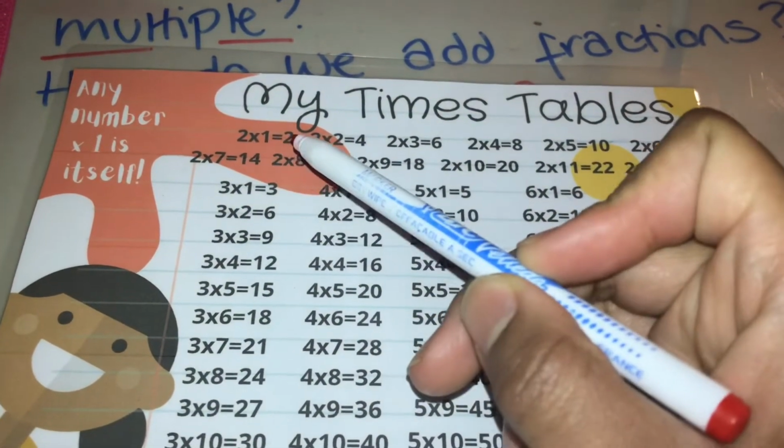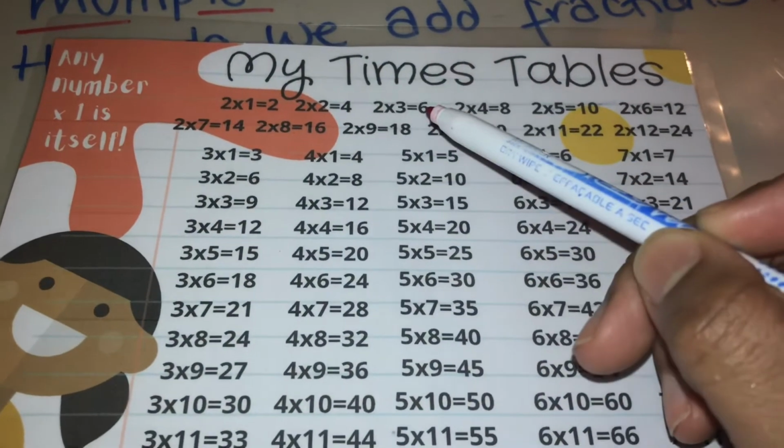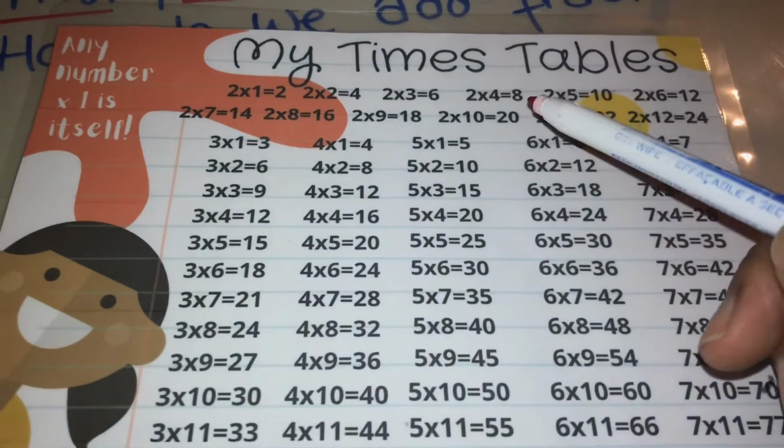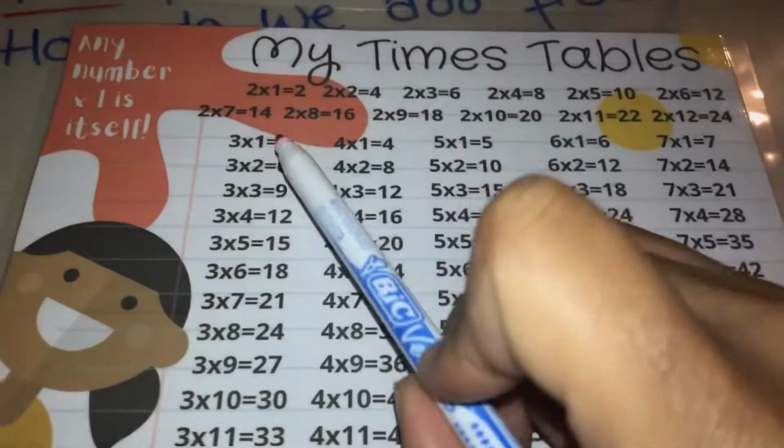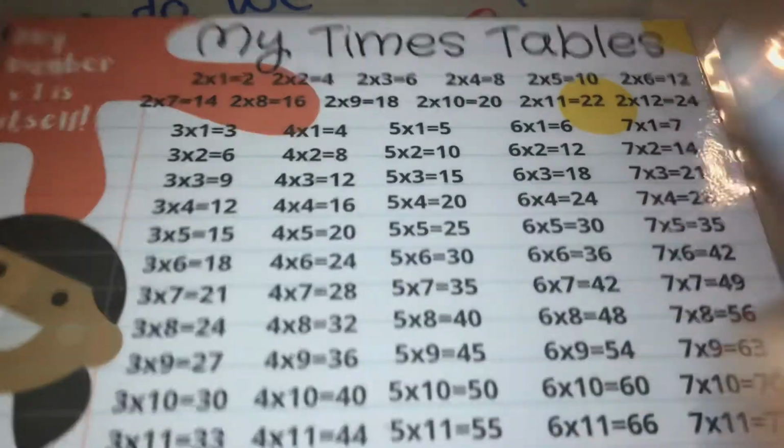So 2 times 1 is 2, so 2 is a multiple of 2. 4 is a multiple of 2. 6 is a multiple of 2. 8, 10, 12, 14, 16, 18, 20, 22, and 24. All right, so that's for the first example.